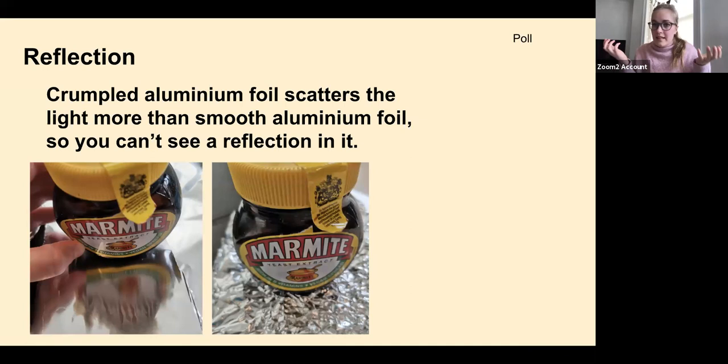And this is because the crumpled aluminum foil has a bunch of different bits going in different directions. So the light is going to be reflected in a bunch of different directions, and we're no longer going to be able to see that reflection. This is just an example that can help you guys think about specular reflection versus diffuse scattering. When the light is scattered, we can't see a reflection anymore. So if I could get this next poll up to ask you guys a bit more about this topic.